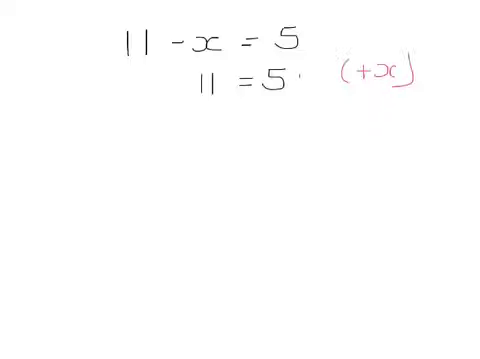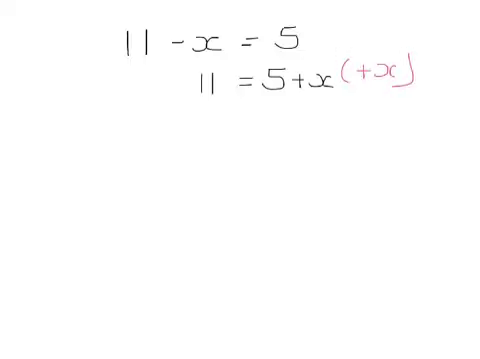So let's do another example that uses minus x. So 11 minus x equals 5. Because I've got that minus x then, I want to get rid of it. The first thing I'm going to do is add an x to both sides. So 11 minus x, add x, leaves me with 11. And on the other side, I've got to add an x, so it's 5 plus x.